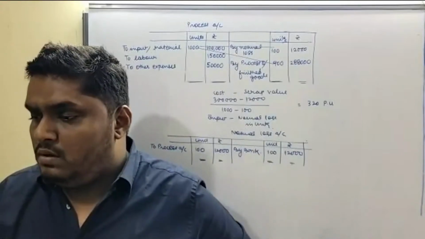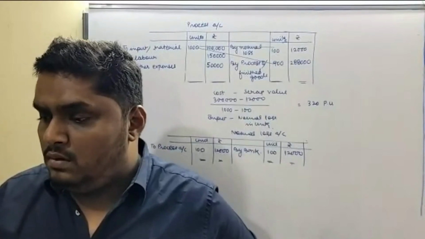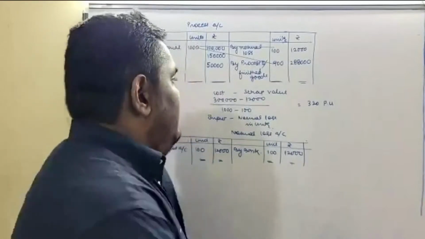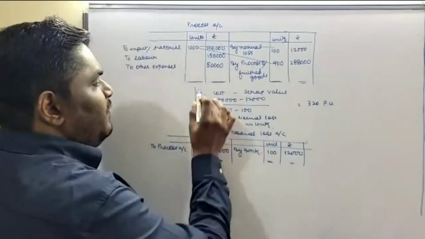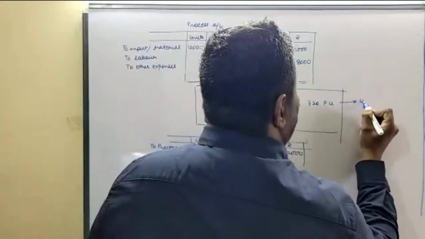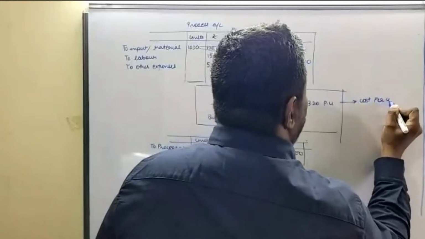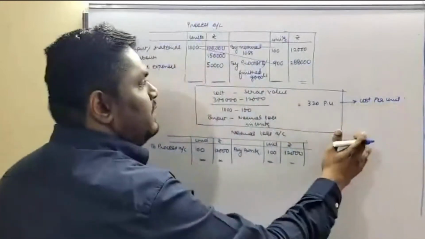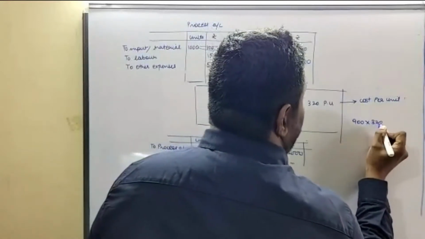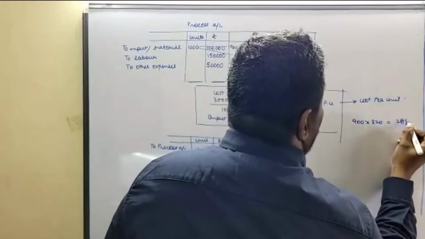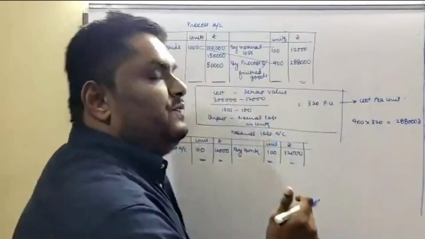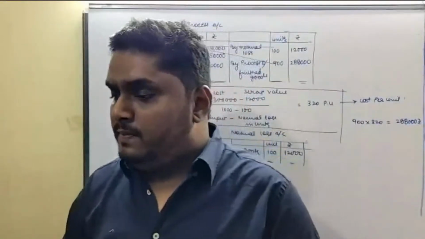Yes, Abdul. This formula is for calculation of cost per unit. Once the cost per unit is calculated, we'll multiply 900 units into 320. So my total cost will be 2,88,000. This entire formula is for the calculation of cost per unit.